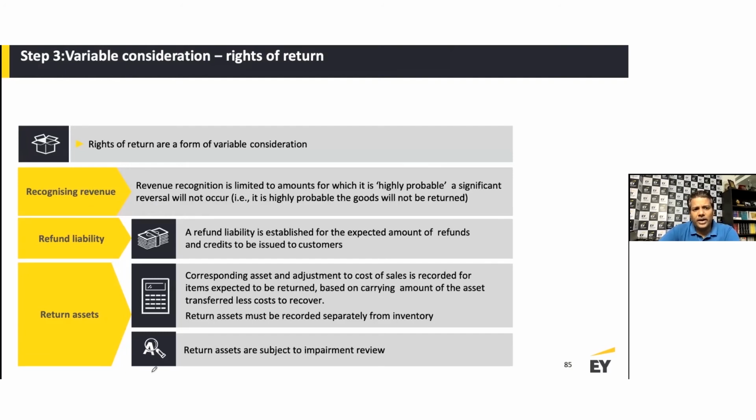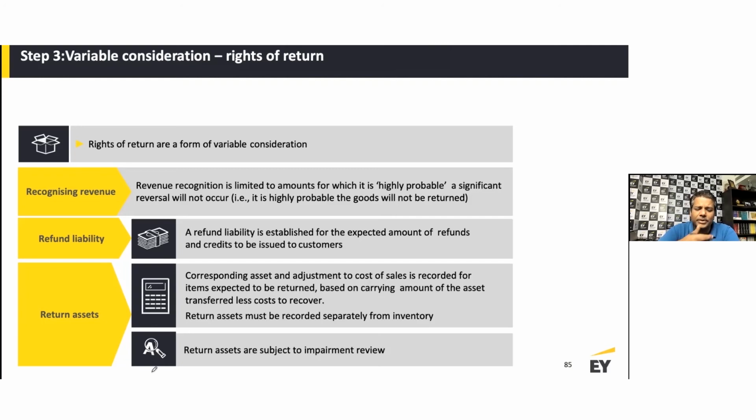Recognized revenue is limited to the amount for which it is highly probable that a significant reversal will not occur. That means it is highly probable that there will be no return from the customer's perspective, right? If there's a refund liability, I need to accrue for the liability. I'm not supposed to record revenue, right? I need to accrue for the liability. And then the asset which I'm going to receive in return, right? That is akin to my inventory.